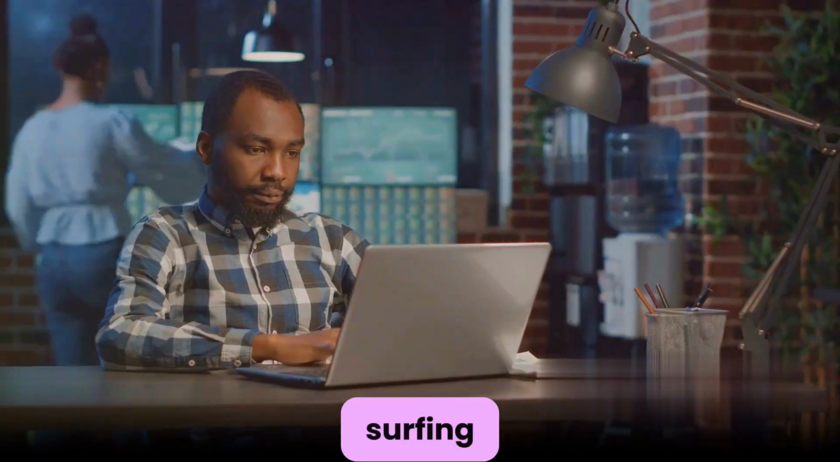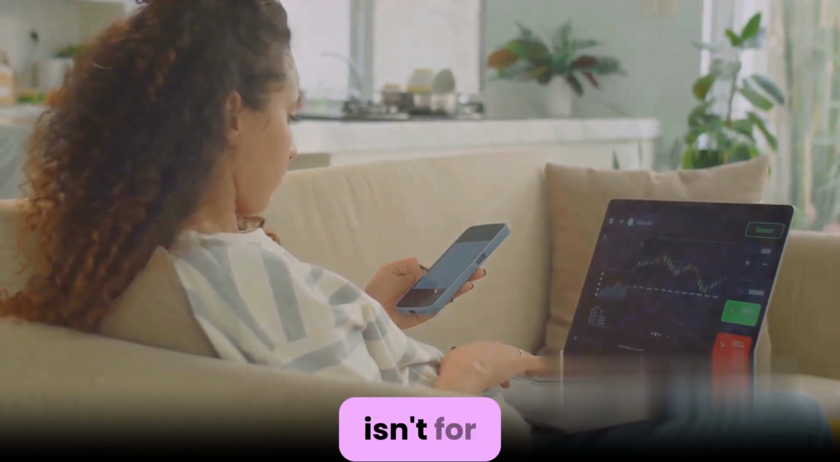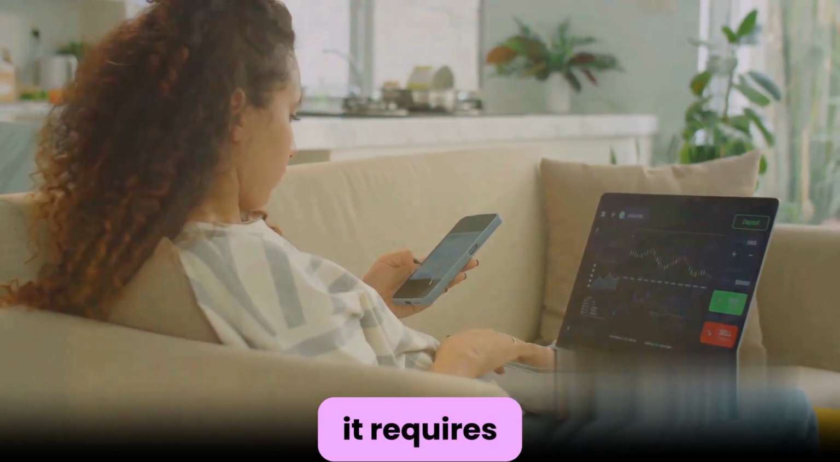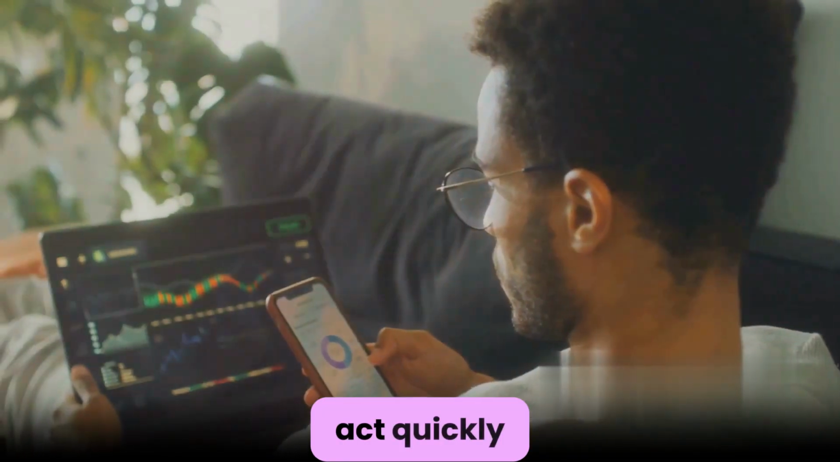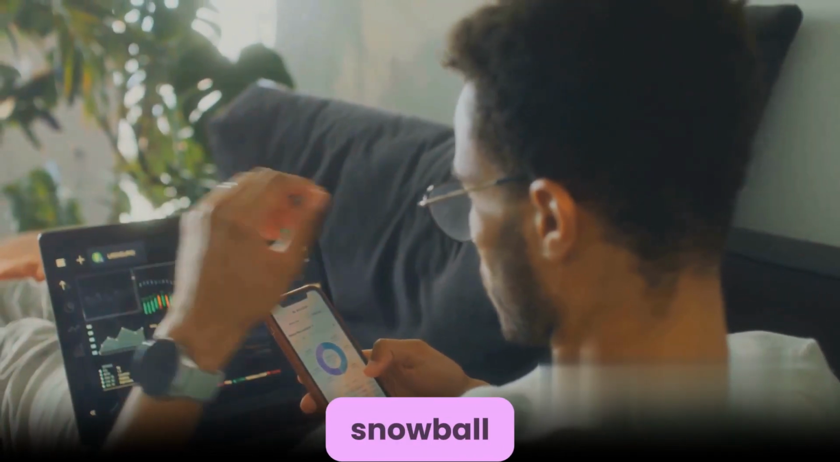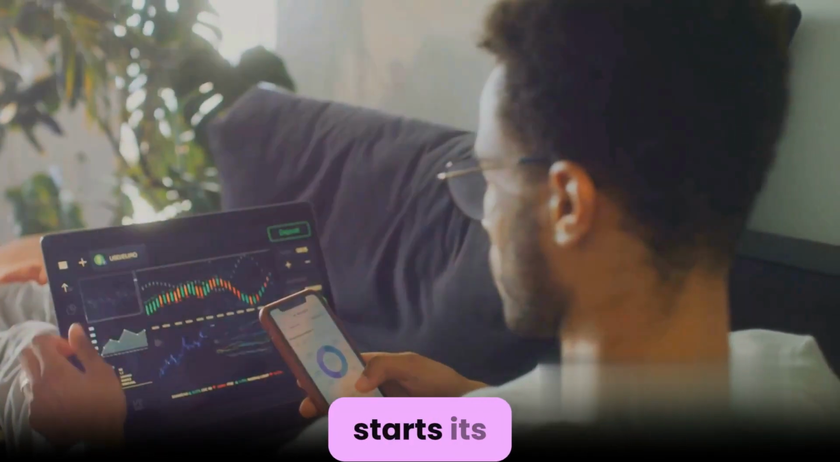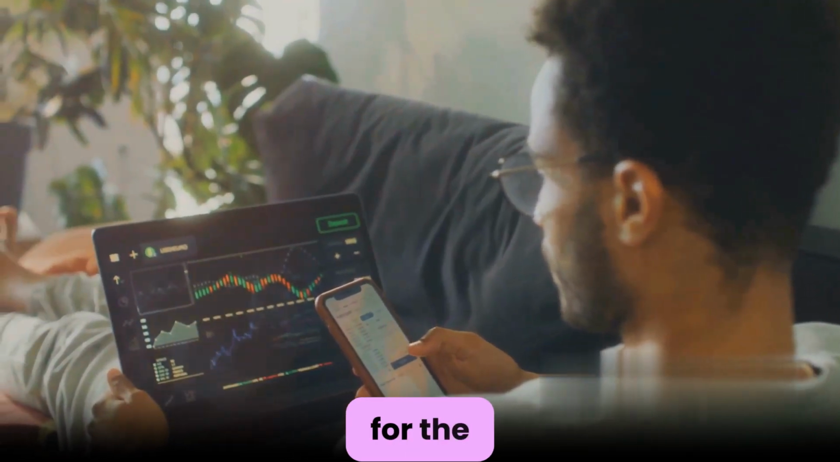It's like surfing, where you're not interested in the depth of the ocean but the strength of the wave. But remember, momentum trading isn't for the faint-hearted. It requires discipline, a keen eye for trends, and the ability to act quickly. You need to be able to spot the snowball at the top of the hill before it starts its descent, and then hop on for the ride.